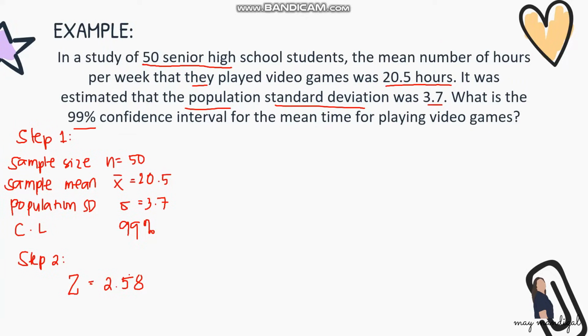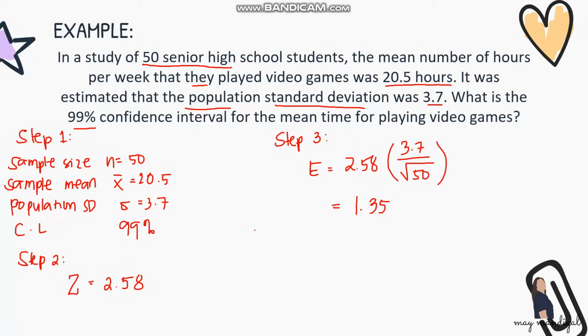After this, let's solve for the margin of error. So step number 3, solve for the margin of error. That is 2.58 times the population SD, 3.7, over the square root of the sample size, which is 50. Again, plug this into your calculator, round off to 2 decimal places, and you should get 1.35 as our margin of error. And then for our last step, step number 4, let's now get the lower limit and the upper limit of our interval.